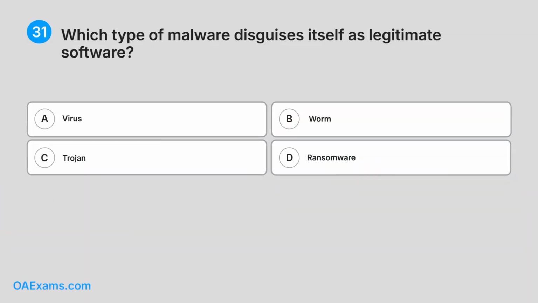31. Which type of malware disguises itself as legitimate software? A. Virus. B. Worm. C. Trojan. D. Ransomware. Can you guess the answer?